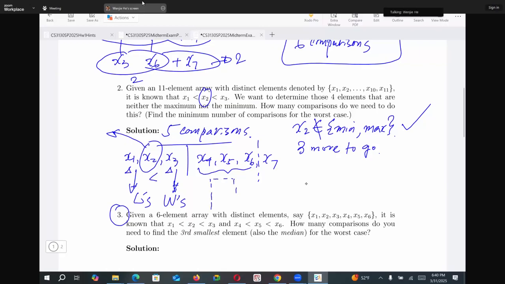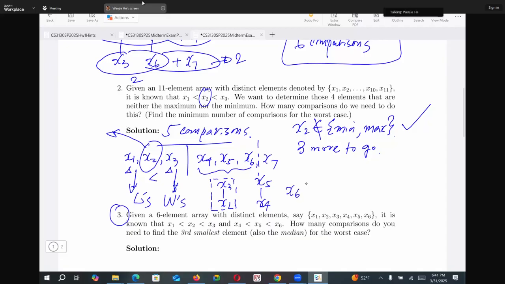the first pair, we already have x3 winning over x1. So we have that result without comparison. We put it there. Then the remaining 3, we can only form 1 pair. Let's say x5 over x4. All right. Then x6.